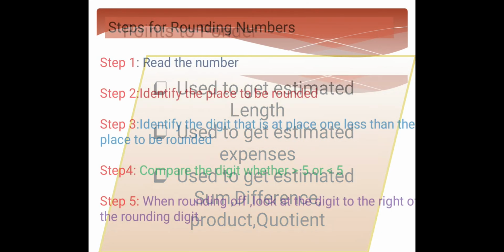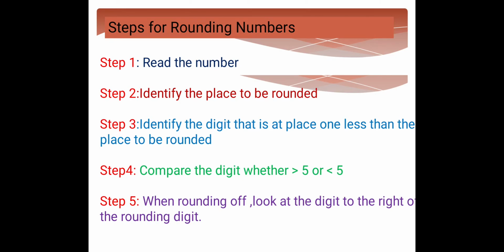So the steps of rounding numbers: read the number, identify the place to be rounded, identify the digit that is at the place one less than the place to be rounded, and compare the digit whether it is greater than 5 or less than 5. When rounding off, look at the digit to the right of the rounding digit.